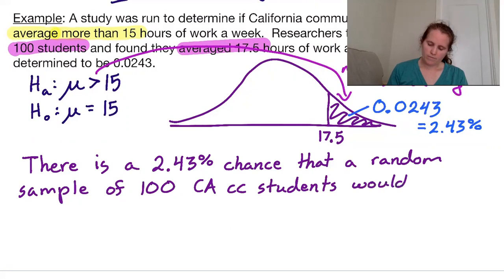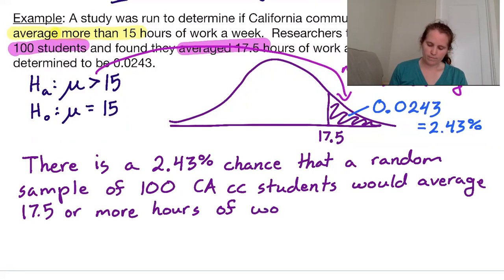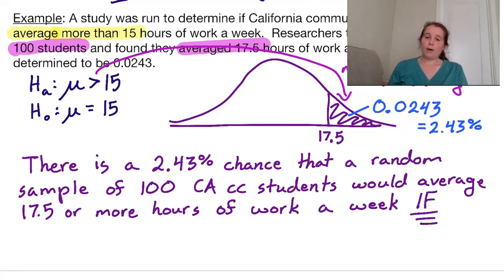would average 17.5 hours of work or more. Let's rearrange this. 17.5 or more hours of work a week if the null hypothesis were true.